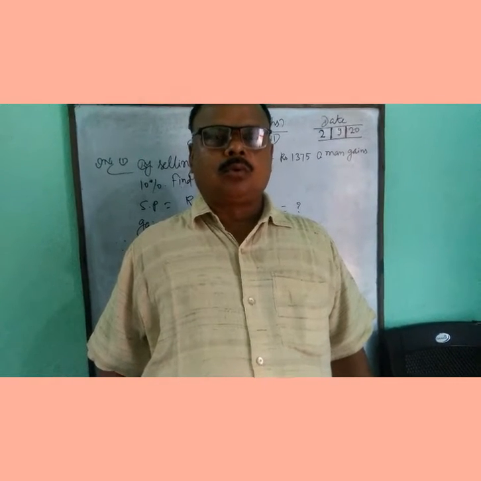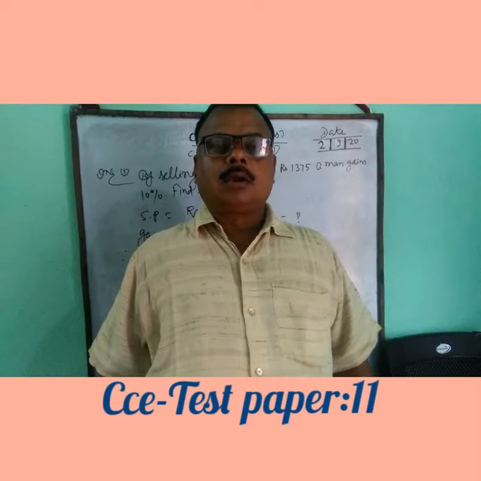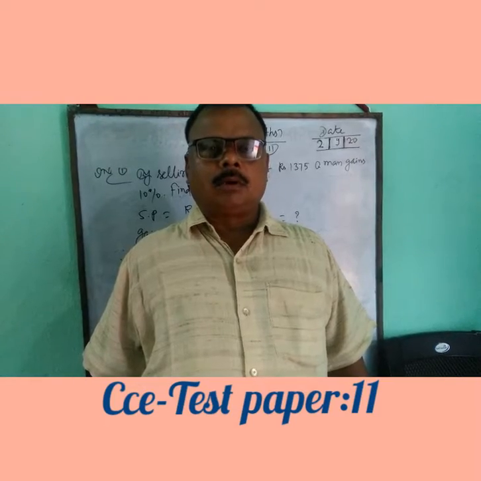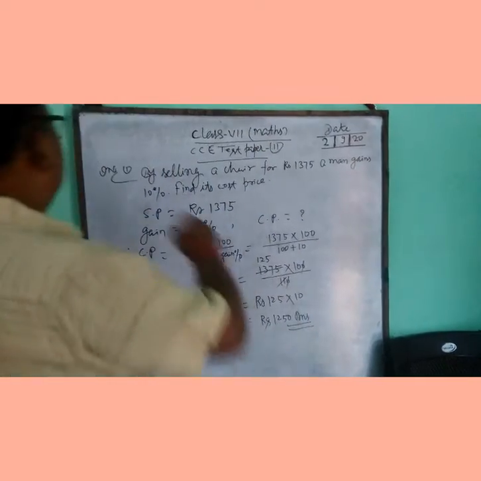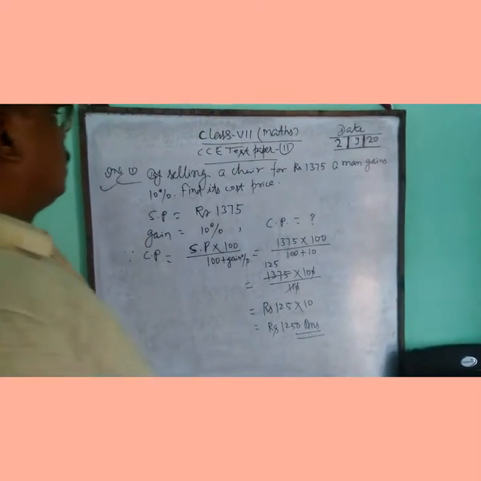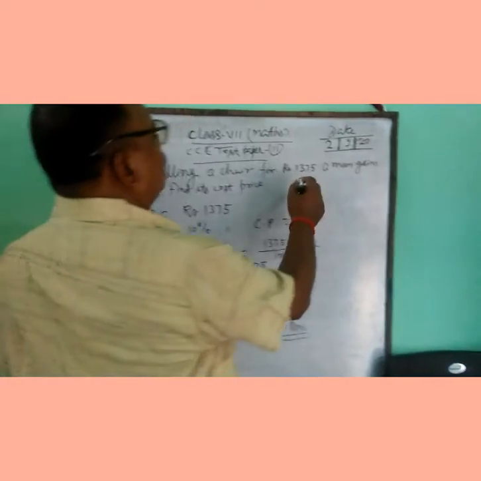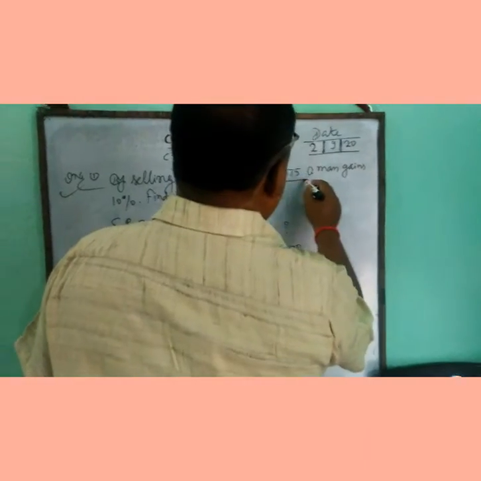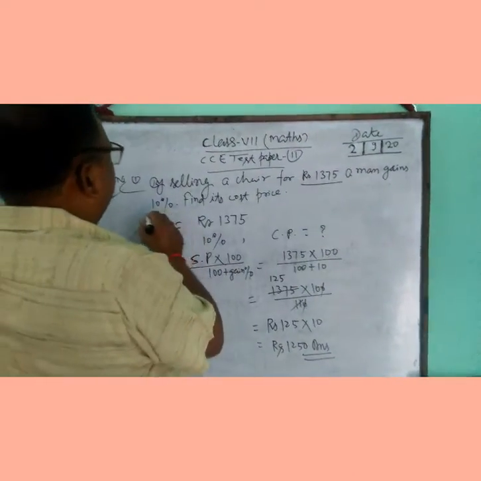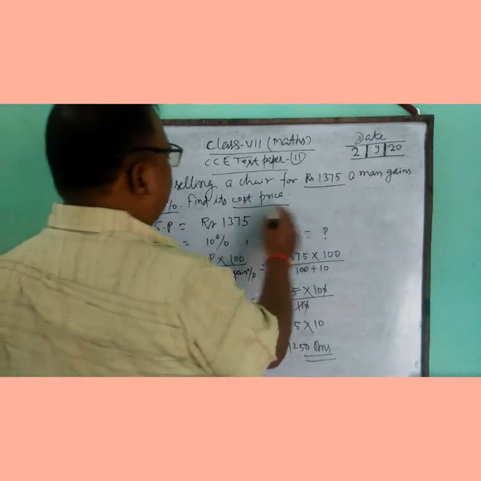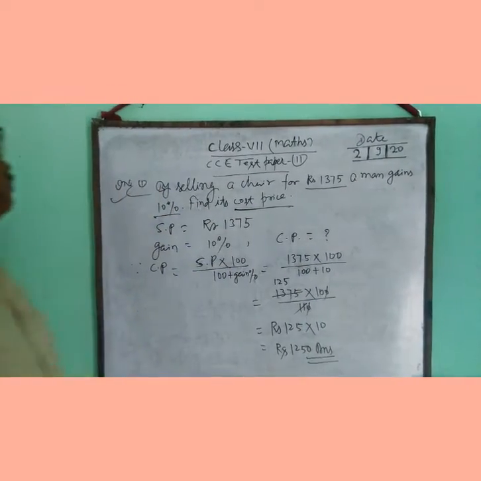Today I am going to solve CC test paper 11 for class 7 maths. Question number first. By selling a chair for Rs 1375, a man gets 10%. Find his cost price. Cost price CP.